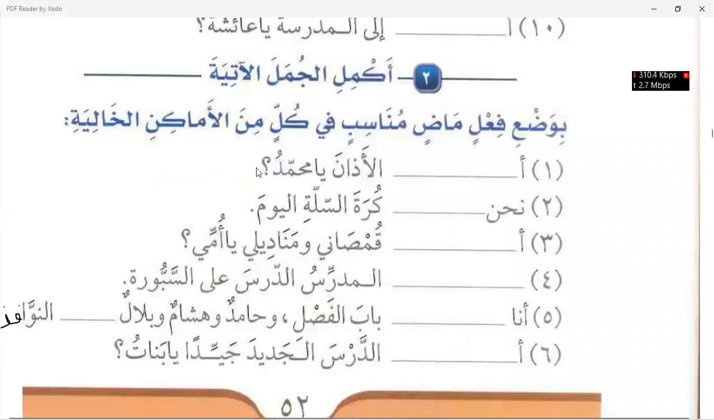Azahabti ila al-madrasati ya Aishatu. Akmil al-jumla al-atiya, complete the following sentences, biwad'i fi'lin mazi munasib, by putting an appropriate fi'l mazi fi kulli min al-amakin al-khaliya, in each of the following empty spaces. So you need to put any appropriate fi'l mazi here.